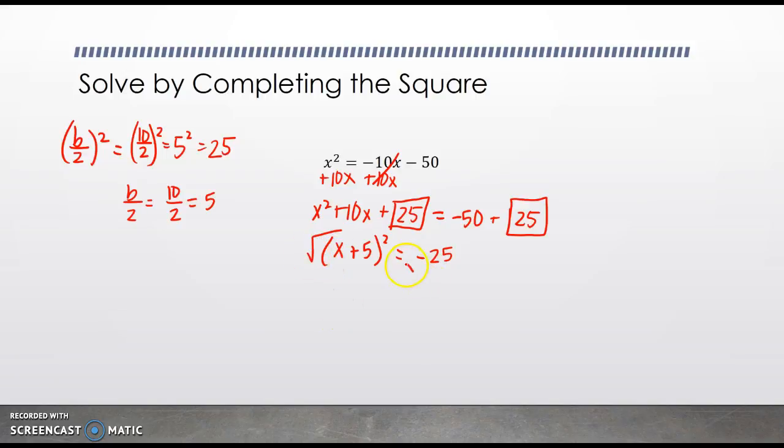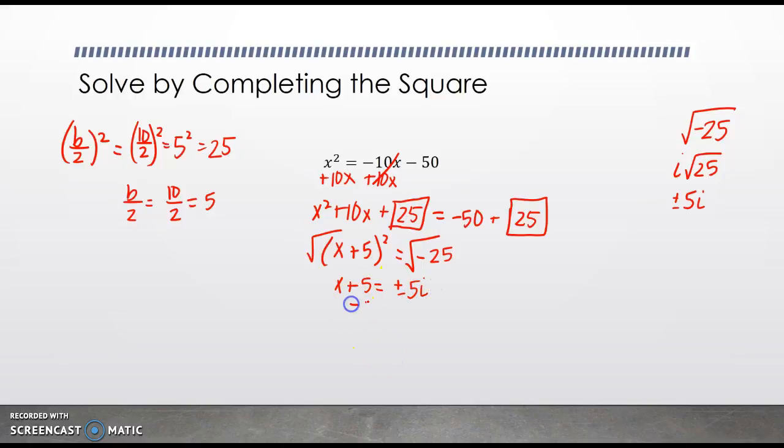I'm going to start working my way to getting x by itself. The square root cancels out the square. So I have x plus 5 equals the square root of negative 25. I'm going to come off to the side to simplify. My next step is to put the i out front, get rid of that negative. So now I have i times the square root of 25. I can simplify the square root of 25 to a 5. So this simplifies to plus or minus 5i.